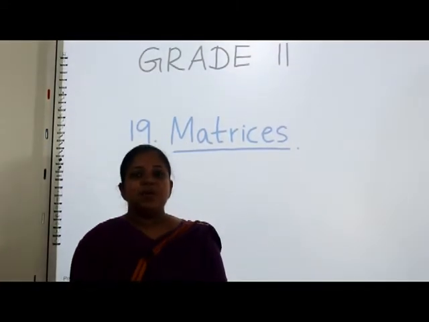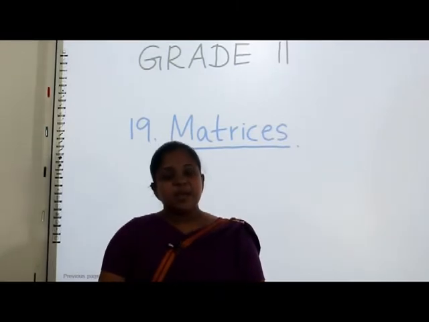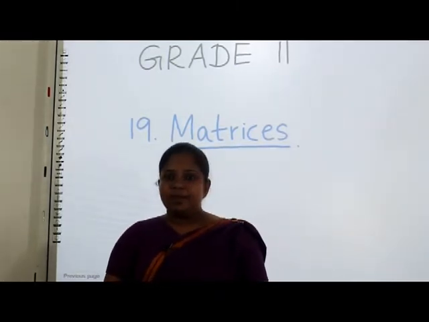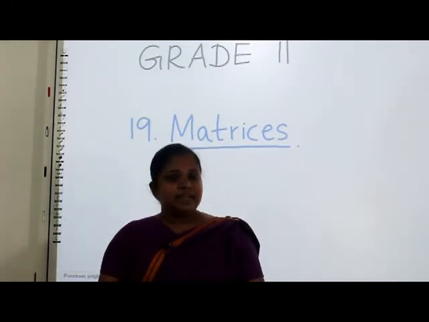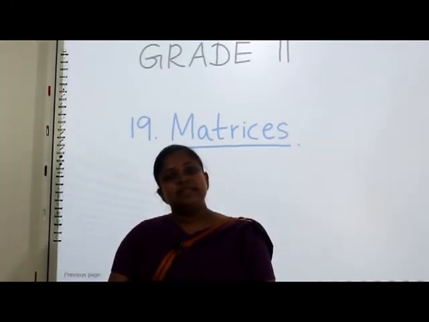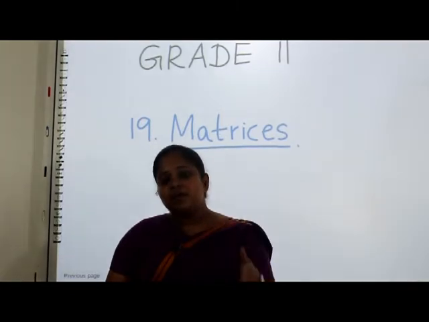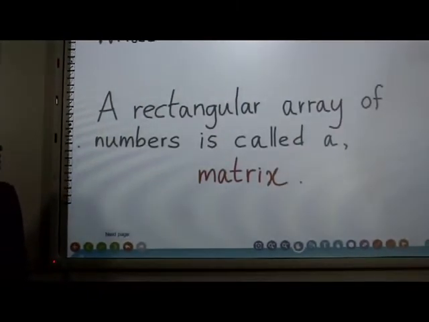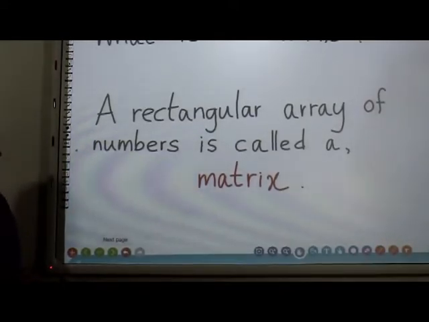Now let's see what is a matrix. A matrix is a rectangular array of numbers. In a matrix, we arrange numbers in rows and columns. Let's see how to do this. A matrix is a rectangular array of numbers.